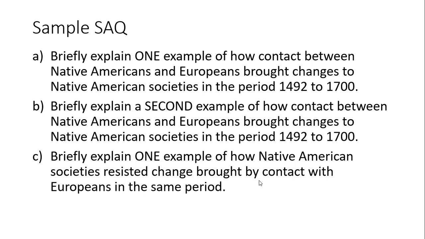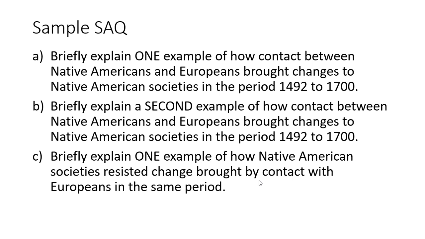Now here's another reason to read the whole thing. If you look at C, it says briefly explain one example of how natives resisted change brought by that contact. So what proves that Native Americans did not simply accept all the changes that were coming to them after 1492? Now, that's important because I could see many students wanting to put that into A or B.